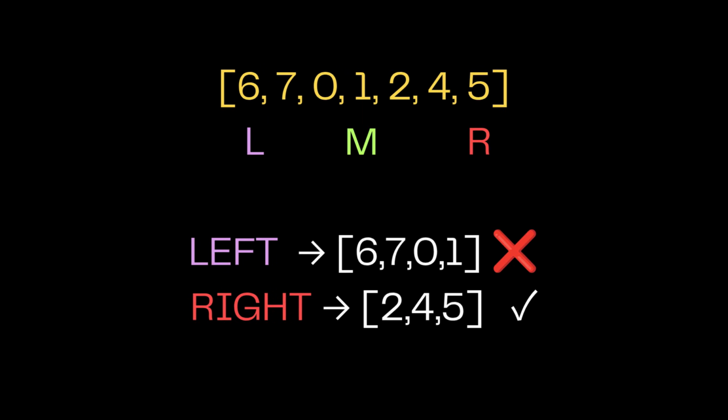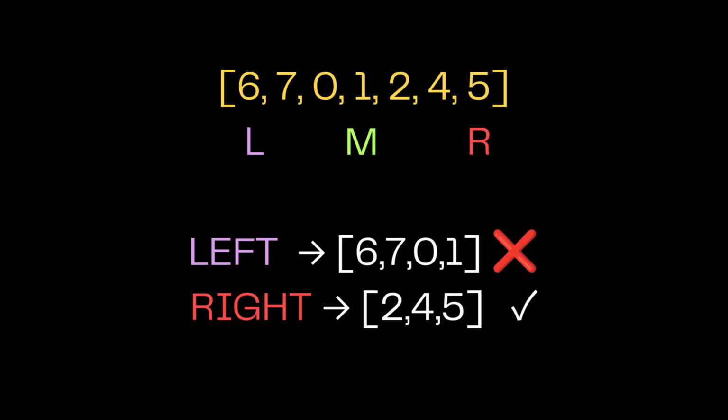Now let's look at the other possibility. Suppose the left half isn't sorted, then the right half must be sorted. So now I check whether the target lies between the middle value and the right value. If it does, I search right, otherwise I search left.